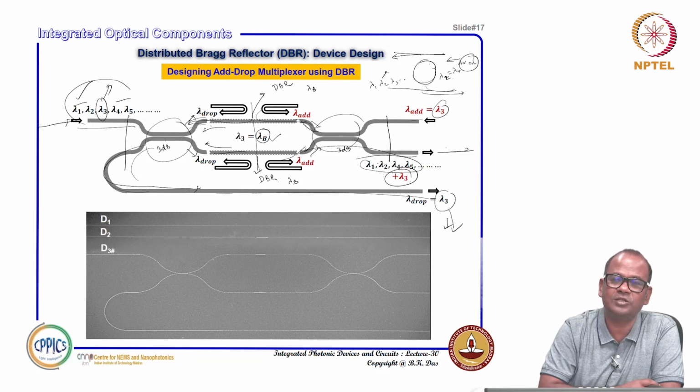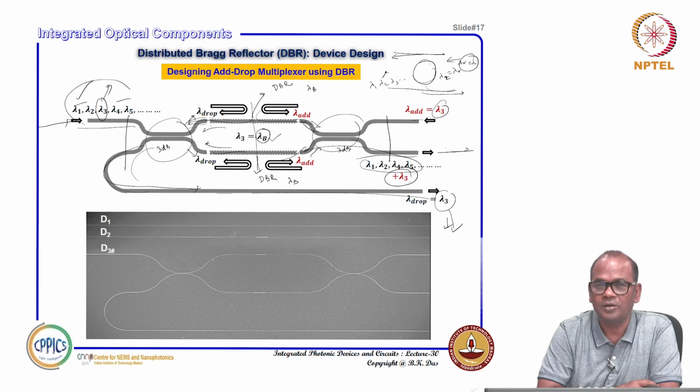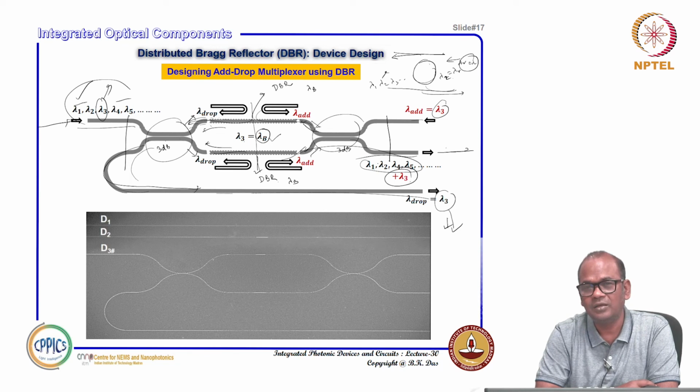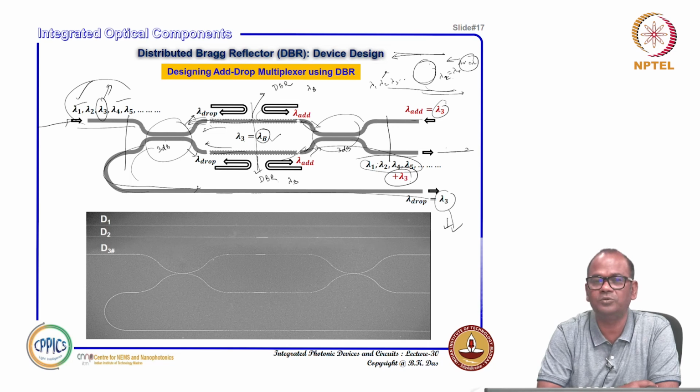So I can drop a channel and I can add a channel with the same wavelength but with a different carrier, different information. This type of device is very useful. It is called an add-drop multiplexer, and it is widely used in optical networks. But as I mentioned, it is also very important for on-chip applications. If you want to drop a certain wavelength without disturbing other wavelengths, then it is a very important device.